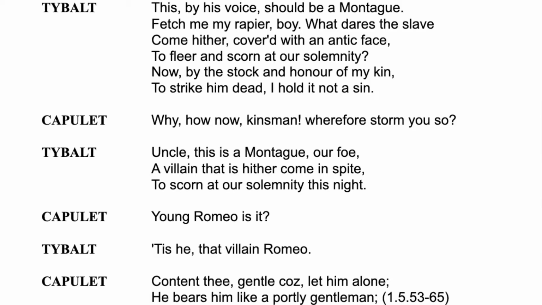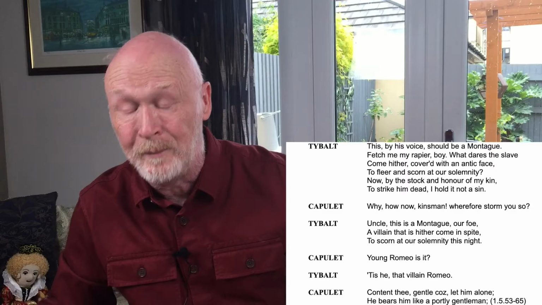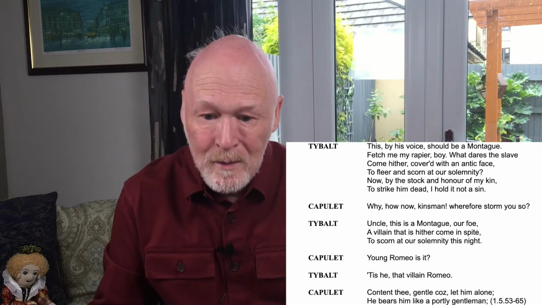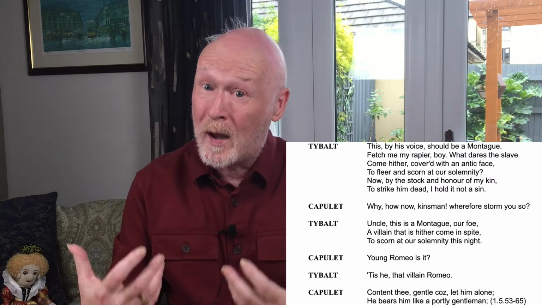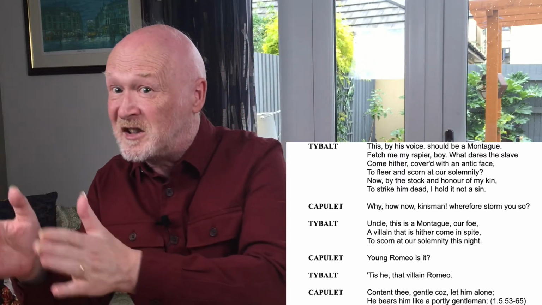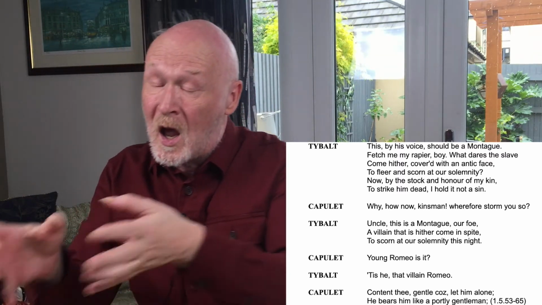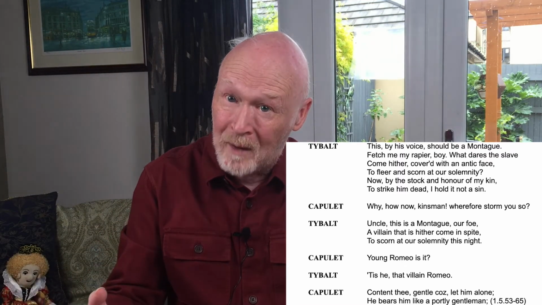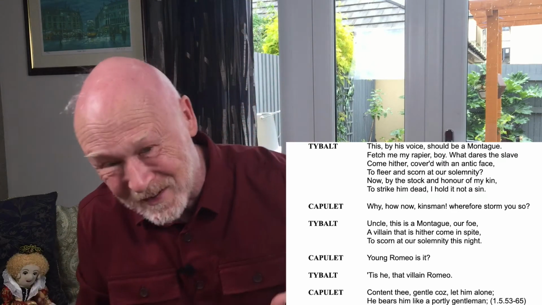What dares the slave come hither, covered with an antic face, he's probably got a mask on, to fleer and scorn at our solemnity? Now by the stock and honour of my kin, to strike him dead I hold it not a sin. Right? You've got a bit of a rhyme there, but also he's swearing by family honour. That's much more important to this guy. Juliet sees people as individuals. Tybalt sees people as how they relate to the family. In that way, he's a typical aristocrat.